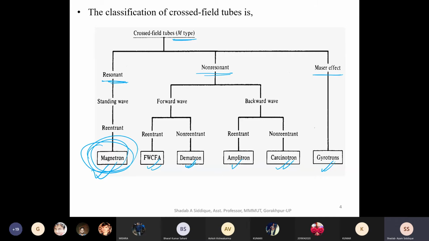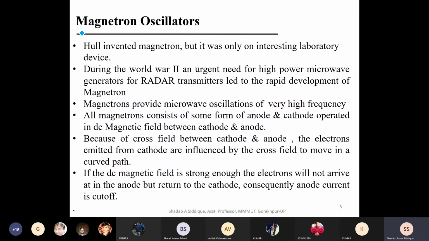Now we will see the magnetron oscillator. The magnetron works as an oscillator. It was invented by Hull, the scientist, but initially it was used only as a laboratory device. During World War II, many radar application devices came.